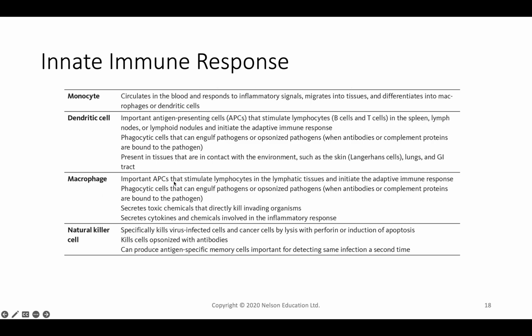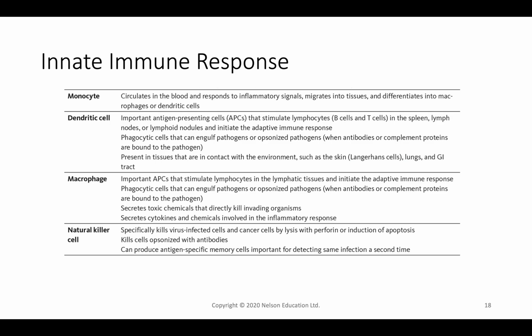Macrophages are also antigen-presenting cells, and these guys are going to stimulate lymphocytes specifically. So dendritic cells stimulate T cells and B cells, right? Lymphocytes. Macrophages also are going to stimulate these T cells and B cells and initiate what's called the adaptive immune response. So giving them a target to attack by giving them the scent, or the antigen, to know what they're going to go after. Macrophages, again, are also phagocytic cells and can engulf pathogens, etc.